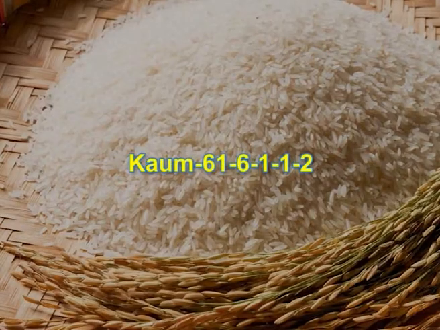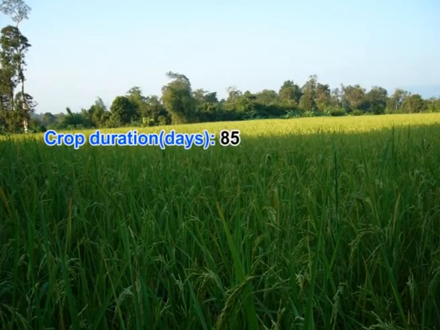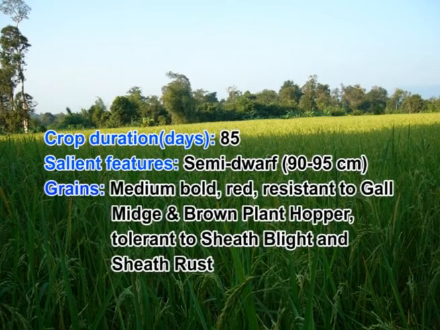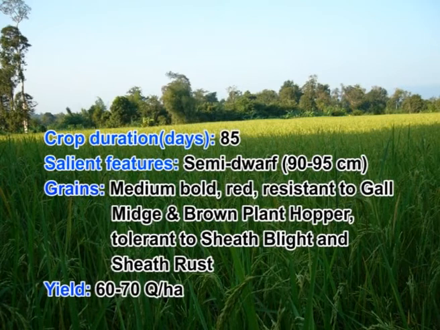COM 616112. Crop duration is about 85 days. Salient features are semi-dwarf, 90 to 95 centimeter. Grains are medium bold, red, resistant to gall midge and brown plant hopper, tolerant to sheath blight and sheath rust. Yields about 60 to 70 quintals per hectare.